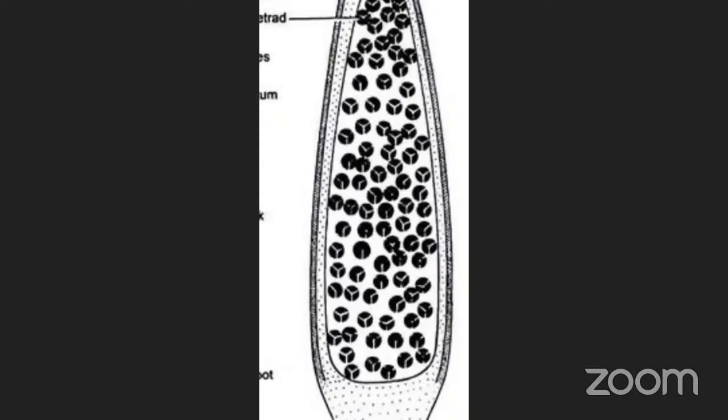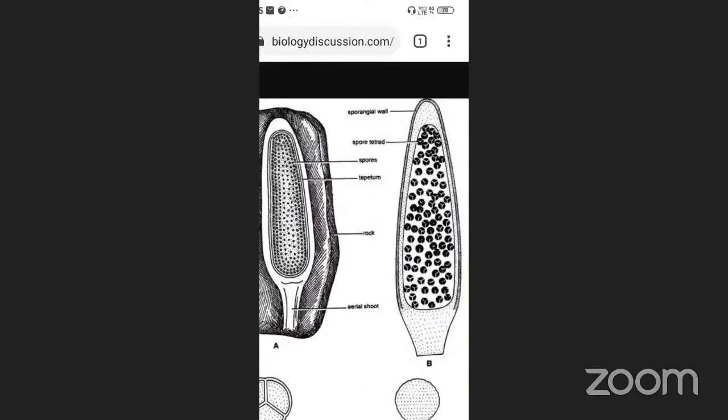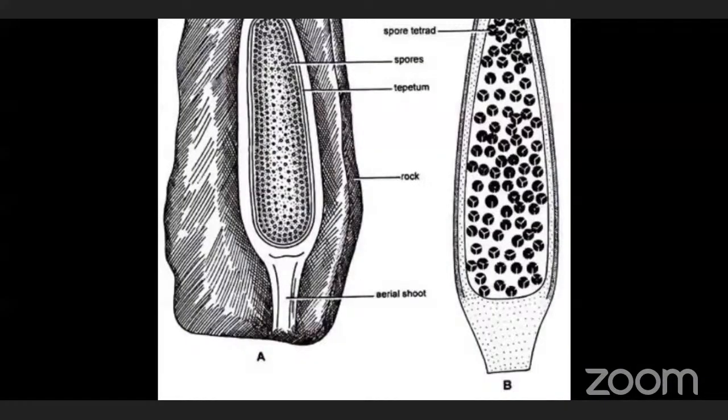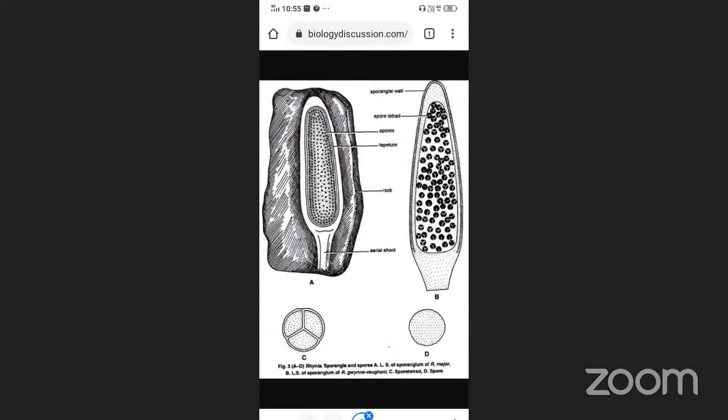So these are the general characters of the Pteridophyta, the classification and some life history of Rhynia, structure and morphology, and sporangia structure. Okay, clear?